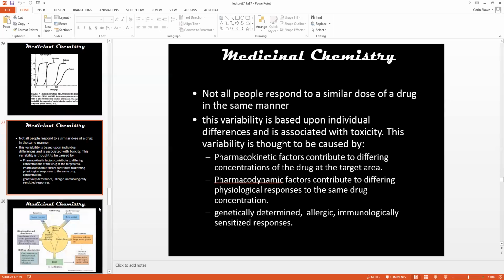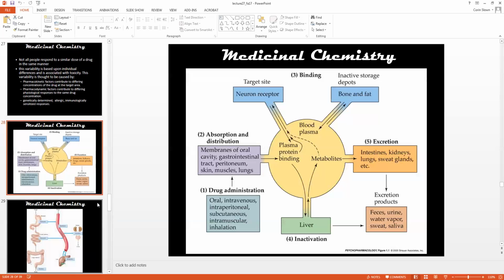This variability is thought to be caused by things like pharmacokinetic factors, which contribute to differing concentrations of the drug in a target area, pharmacodynamic factors, which contribute to differing physiological responses to the same drug concentration, and then genetically determined allergic or immunologically sensitized responses.